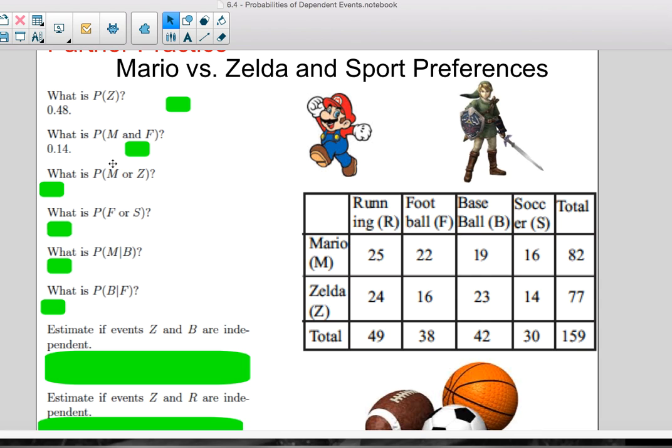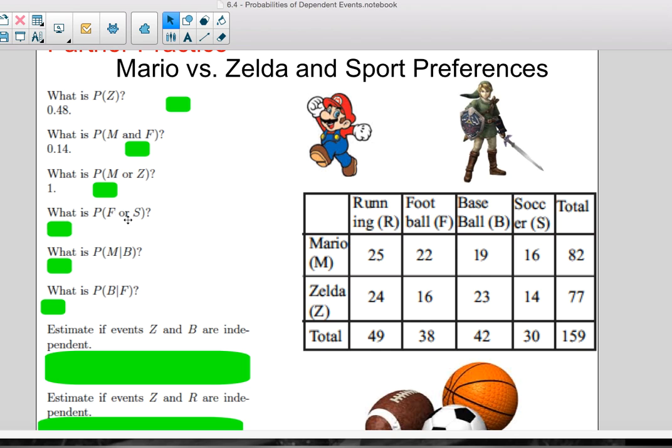82, well, two different types of favorable outcomes, I should say, right? But one of them's 82 and one of them's 77. That's going to add up to the 159. So the probability that somebody likes Mario or Zelda is 100%. Everybody likes Mario or Zelda in this study, right? They have to like one or the other.